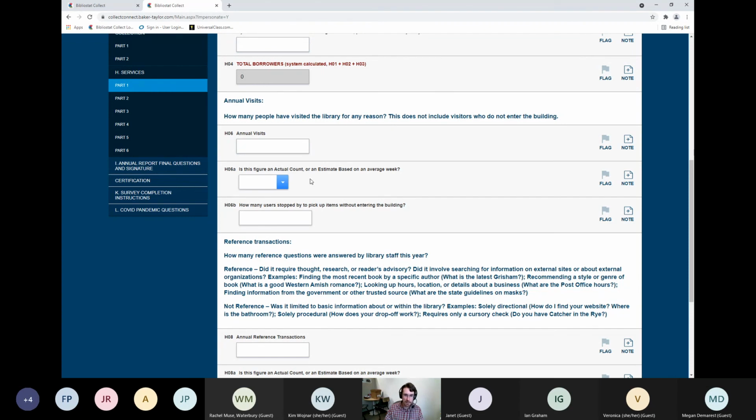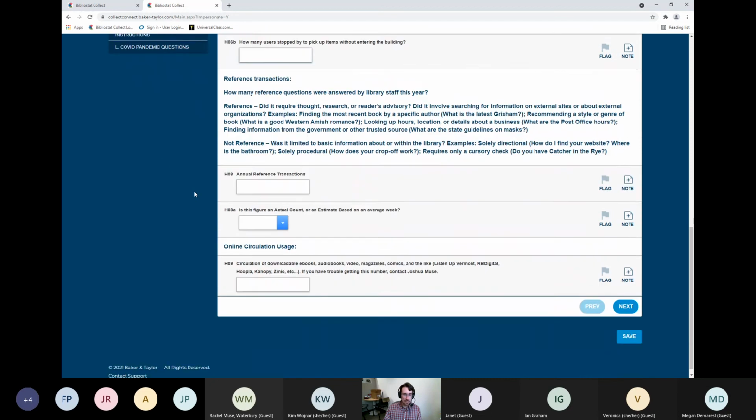Next, it asks if it's an actual count or an estimate based on an average week. So if you do a week and then extrapolate out, you want to put estimate here. If it's an actual count, you want to say actual count. This only affects what IMLS does with the numbers afterwards. Next, COVID question. How many people, to the best of your knowledge, picked up items without entering the building, via curbside? Do the best you can with this. I know that this number is not one that is normally in your repertoire, so you may not have it, but if you can come up with something, that's great.